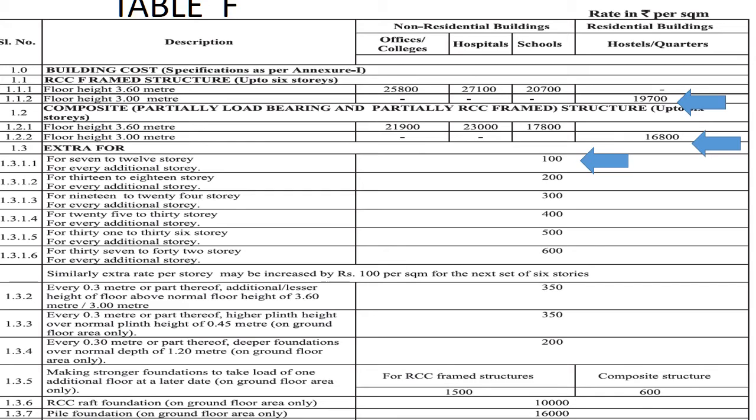This is the CPWD plinth area rate 2020. Here the arrow shows for frame structure flats it is 19,700 per square meter. And there is another item which is not in the 2019 plinth area rate: composite partially load bearing and partially RCC frame structure, which is 16,800 per square meter.